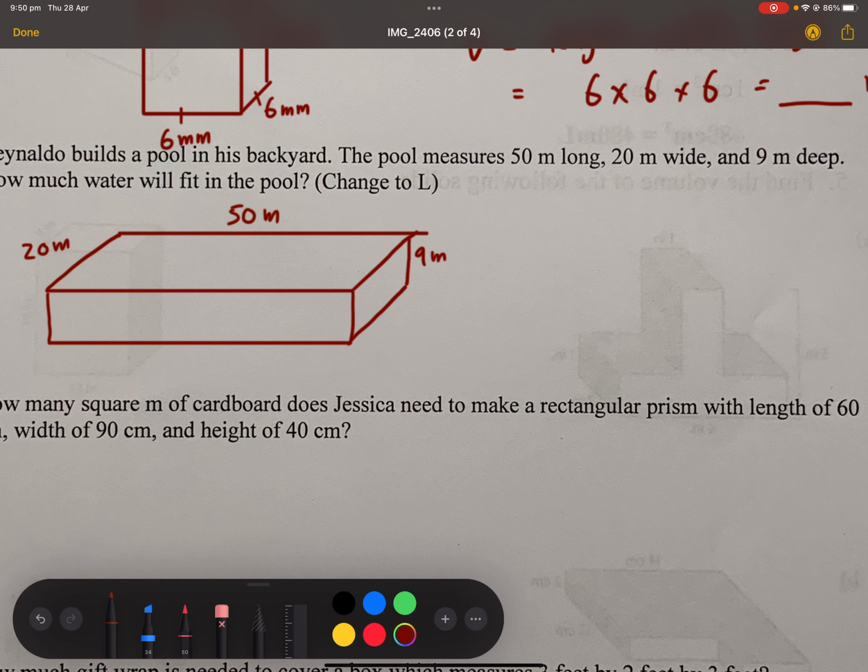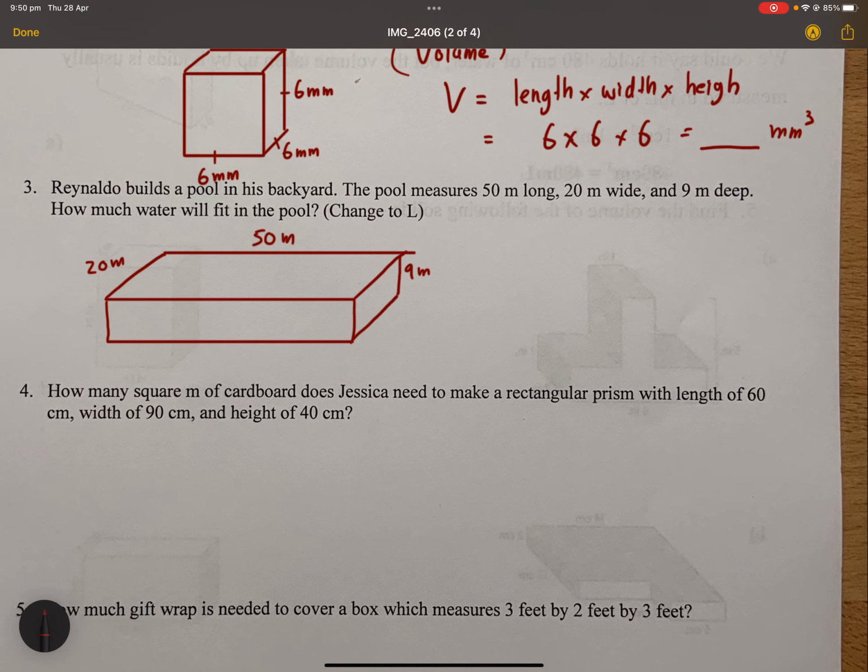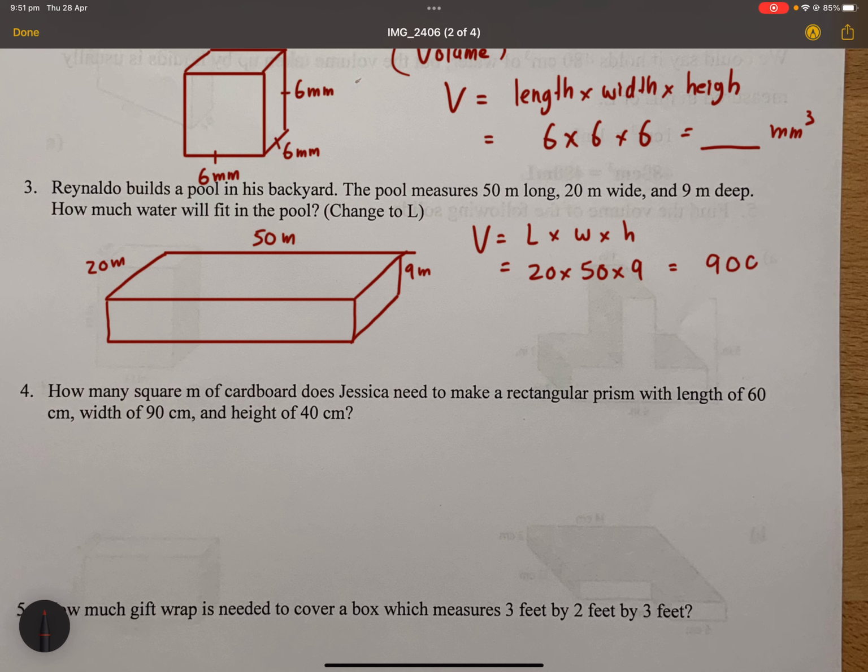If it's asking for water, how much water, we need to find the volume. So again, the volume is equal to length times width times height. And that's going to equal 20 times 50 times 9. And these are all in meters. So the answer is going to be what? 20 times 50 is 1,000. 1,000 times 9 is 9,000. 9,000 meters cubed.